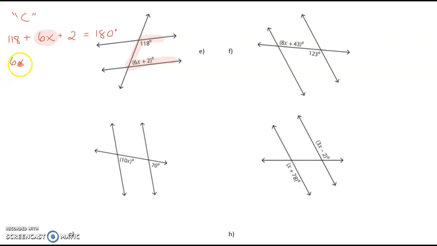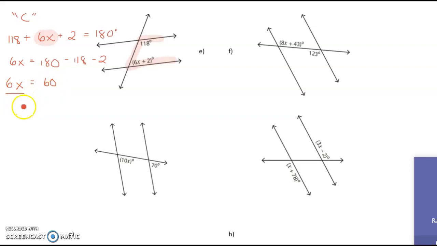So I'm going to have 6x equals. On the right side, I already have 180. Then I'm going to subtract 118, and then I'm going to subtract the 2. Okay? So 6x equals, if you have 180 minus 118 minus 2, that leaves you with 60. And in order to solve for x, you have to divide by the number in front of x, so we divide by 6. If you do it on one side, you do it to the other.